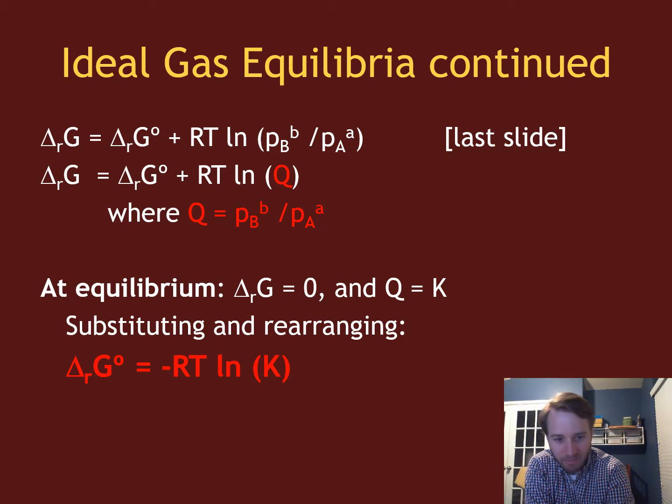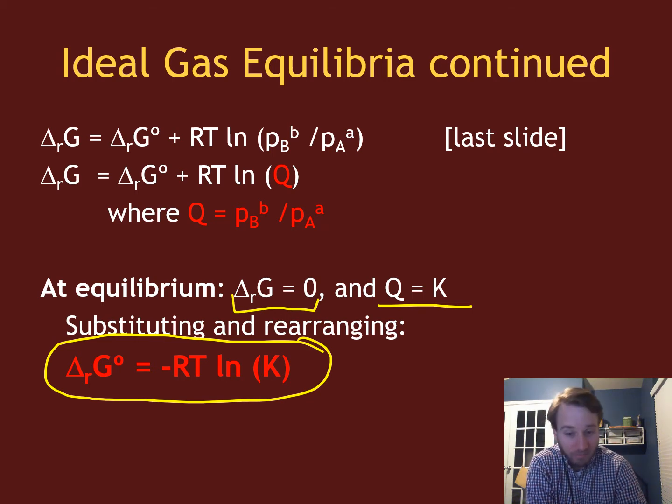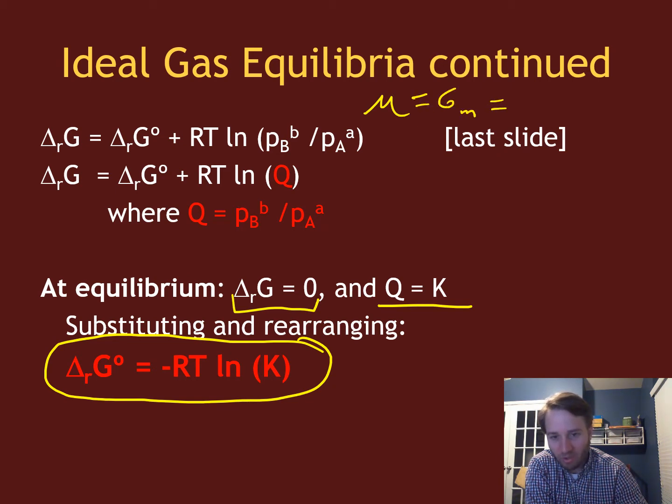And at equilibrium, we say that Q is equal to K, delta G of the reaction is equal to 0, which tells us that the standard free energy of the chemical reaction is related to minus RT times the natural log of K, the equilibrium constant. That's where that relationship between K and delta G comes from. All of this comes from the fact that the chemical potential is related to the molar Gibbs free energy, which has a dependence on pressure related to RT times the natural log of pressure.